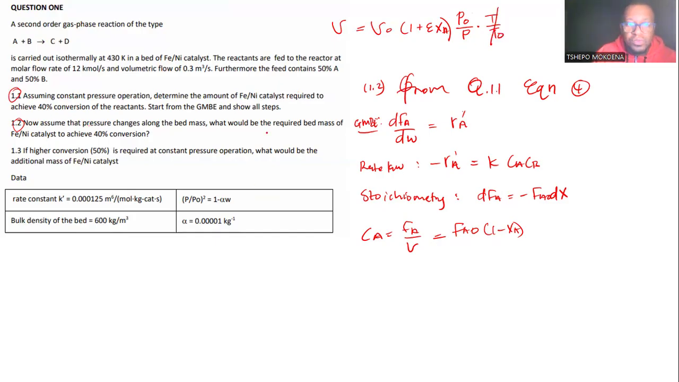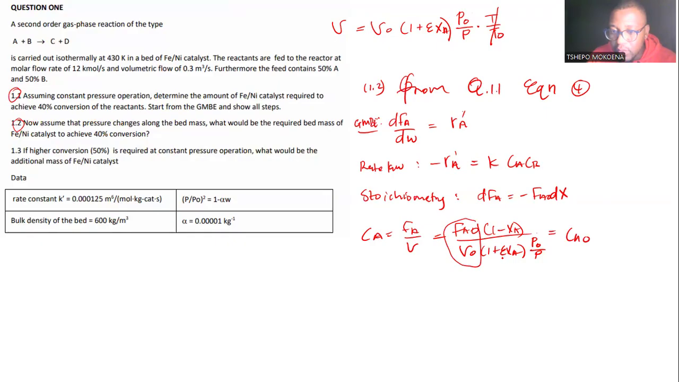But now in 1.2, we do have variable pressure. The pressure changes, so this is not equal to 1. It's not 1 divided by 1. It's not the same, so we're going to keep it. Do you understand? That means what we're going to have is the volumetric flow rate: 1 plus epsilon XA, multiplied by P0 divided by P. And then remember this guy over here, it will give us the concentration of A0.